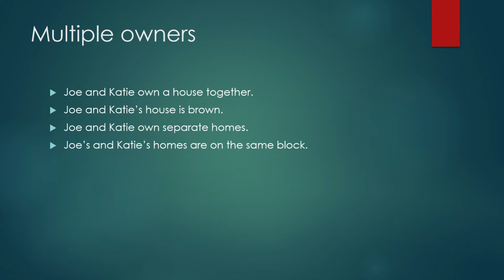What if we have multiple owners? This is one of the trickiest aspects of it. So for instance, Joe and Katie, they own a house together. Well, that's Joe and Katie's house, and it's brown. Fine. But what if they own separate homes? Joe's and Katie's homes are on the same block. Those you're not going to know unless you have more context.